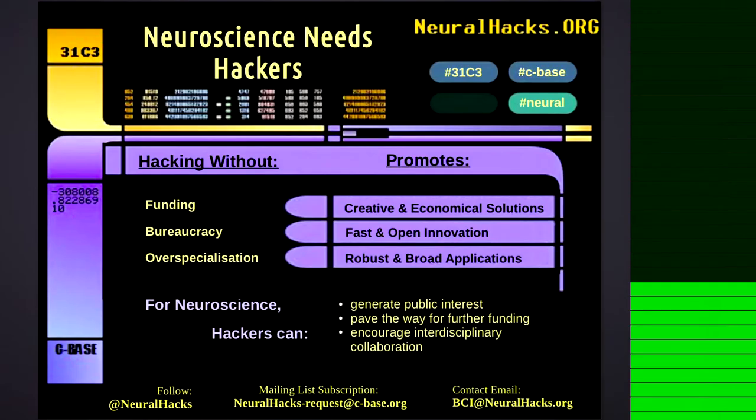Many times, researchers are going on grant funding. They have very specialized fields, and there's a lot of red tape to cut through to get published, to get the information out there of what they've discovered. Hackers are in a unique position without funding to come up with more economic and creative solutions. Without all the bureaucracy, they can have faster and open innovation. And without the over-specialization, they're free to integrate all these other fields and specializations to come up with broader reaching applications. They can generate public interest this way, which leads to more funding and further research and further quality research, and encourages interdisciplinary working together that neuroscientists aren't currently considering.